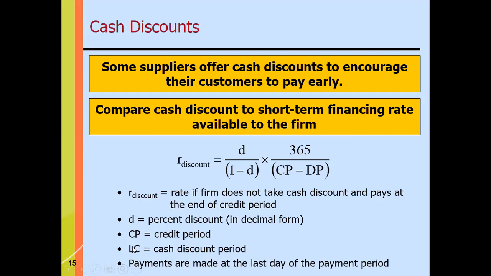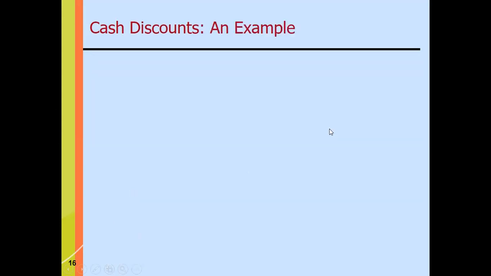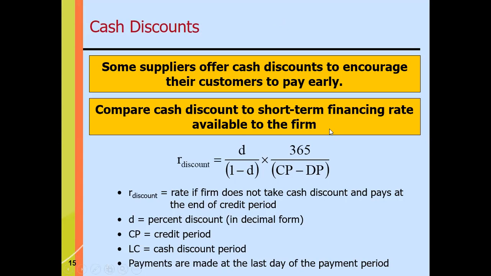Okay, so CP, credit period, let's say 30 days, and then the DP would be the time from day one that we can avail the discount. So the difference would be the undiscounted period, or the period that we do not avail of the discount. We also have to take note that another assumption is payments are made at the last day of the payment period. Otherwise, we cannot make use of this analysis. So this would be a versus example for this one.